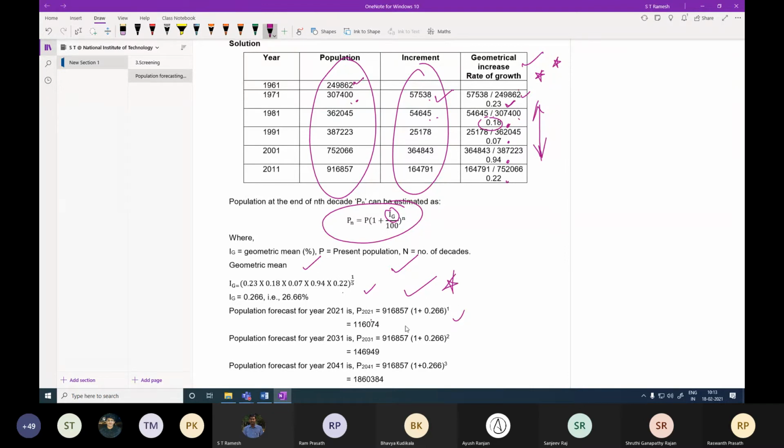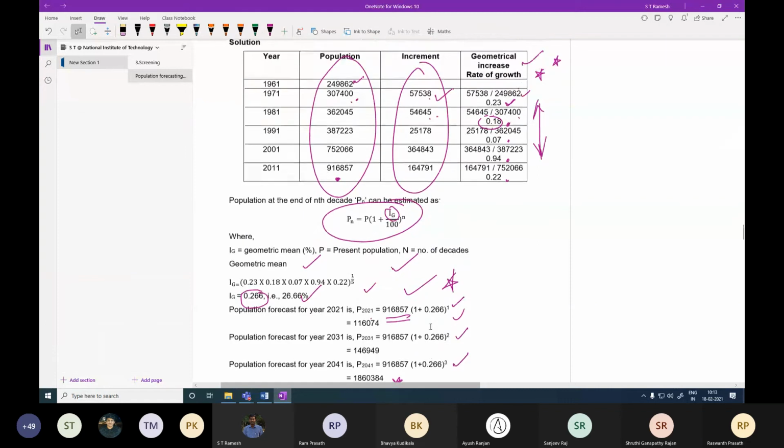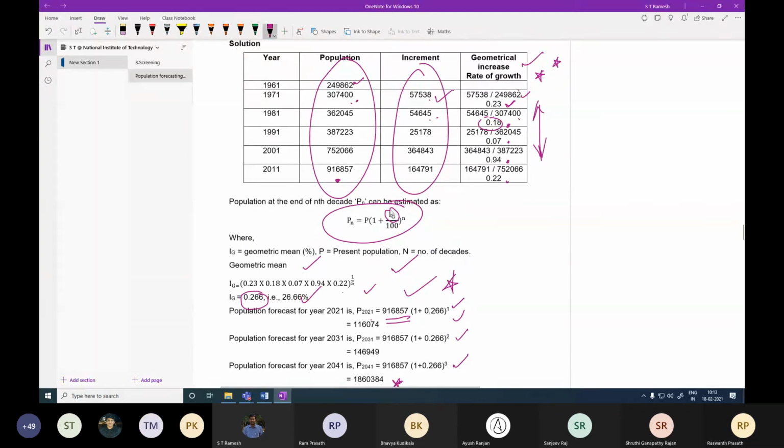Okay, so P 2021 is equal to P plus, where P is the previous last population, P times 1 plus 0.266, that is 26%. That is the geometrical mean, to the power first decade, second decade, and third decade. Is it okay? So thereby you can also estimate the population. Is it fine? Yes, sir. Please make it very clear. This is the increment and this is your geometrical increase, that is the rate of growth. Just find out the geometrical mean using this formula. Then you can use this formula to calculate the projection. Here also just make it very clear.